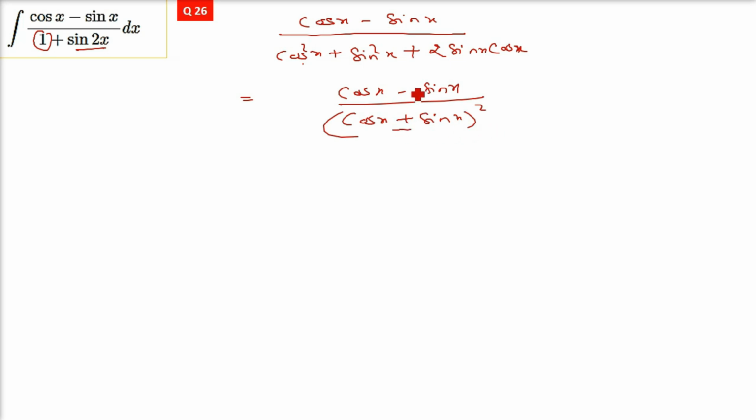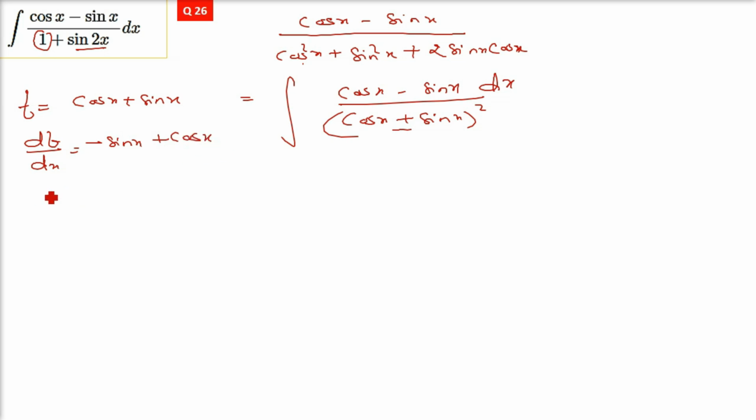Now when you take this cos x plus sin x equals t, the numerator will come by itself. That is, if you take t equals cos x plus sin x and do dt by dx, this will be minus sin x plus cos x, so it's actually equal to cos x minus sin x only. You can take this dx on the other side: cos x minus sin x into dx. So the numerator integration will be dt, divided by t square, since cos x plus sin x is t only.